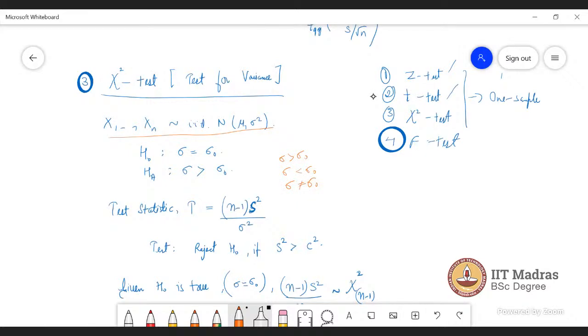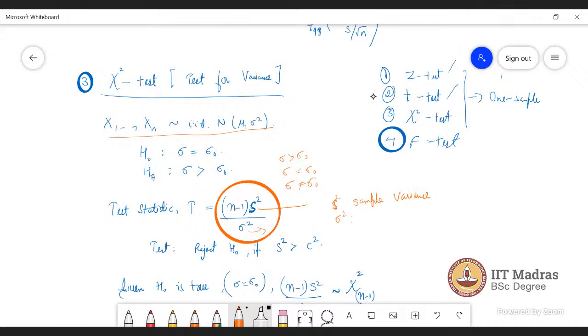In case of the chi-square test, you take your test statistic value to be n minus 1 S square upon sigma square. What is S square here? S square is the sample variance. You will have some samples given to you, and either the sample variance value is given in the problem or you will have to calculate it. And sigma square is again your population variance, which will be given to you in the problem.